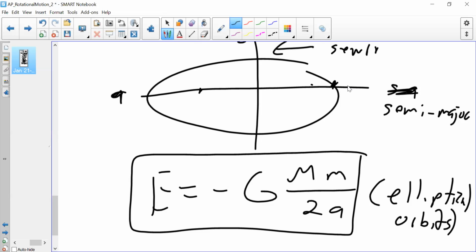Mr. Kelly, so the only difference was that the radius changed? Yeah, because an ellipse doesn't have a quote radius. It gets longer and shorter at certain points.